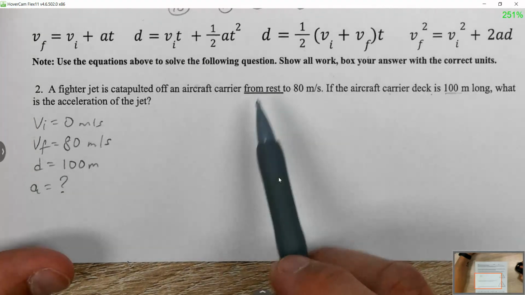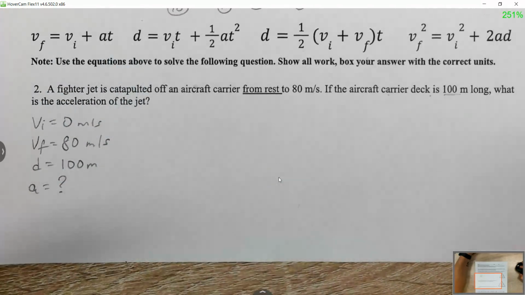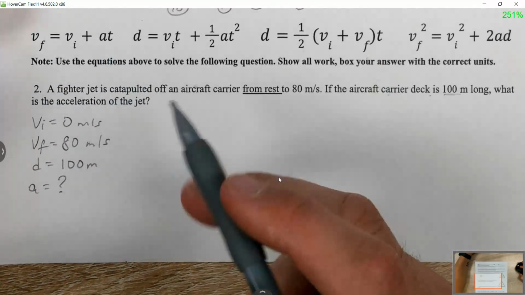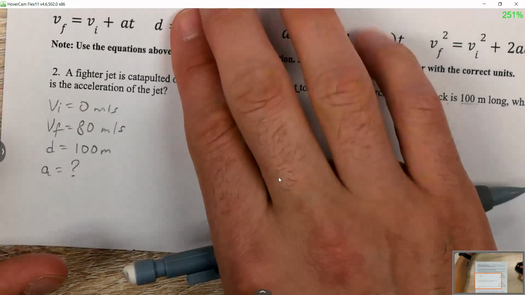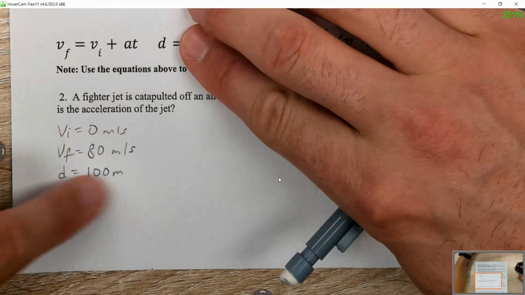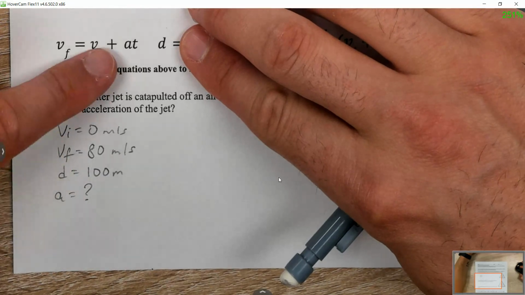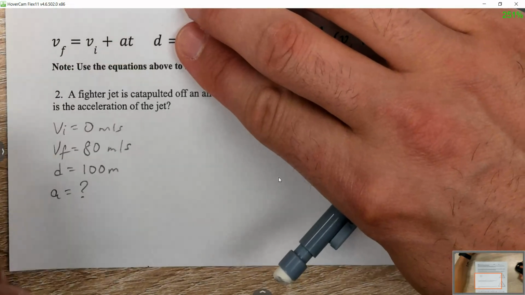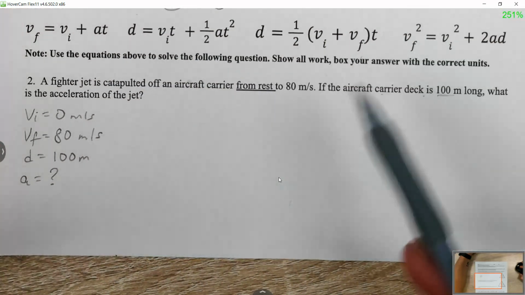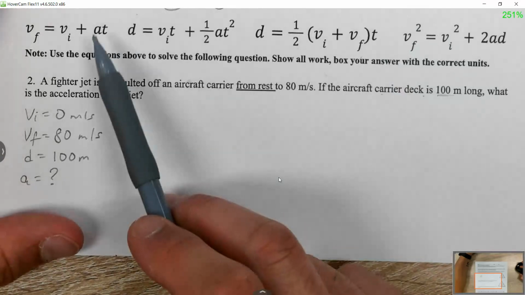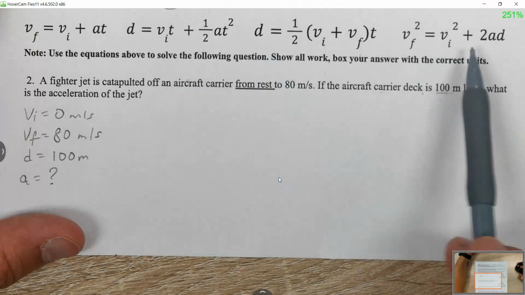Now, there are a total of 5 potential variables: VF, VI, acceleration, time, and distance. Which one of those 5 possible letters is not listed here? We have VI, VF, A, and D. Which one are we missing? T. So the easiest way to figure out which equation to use is which equation doesn't have T in it. This does, this does, this does, this does not.